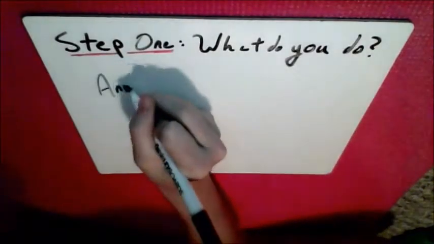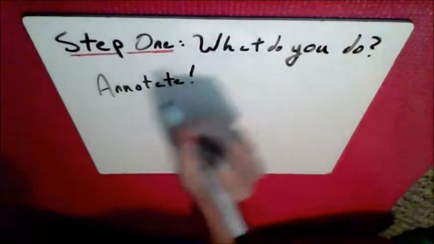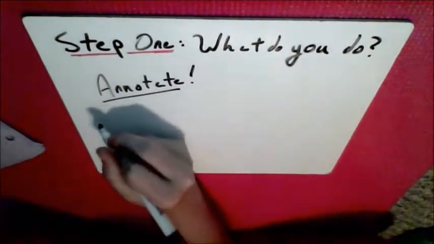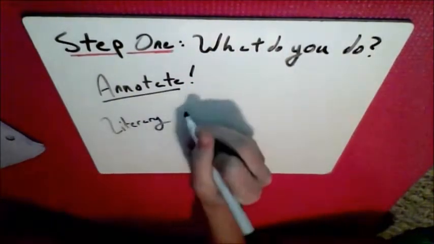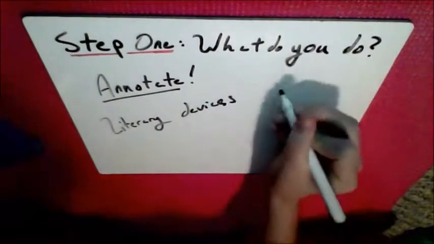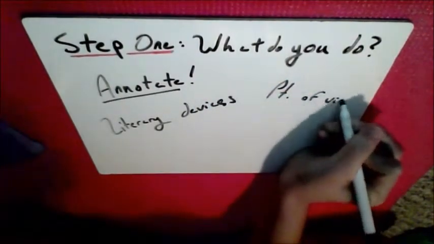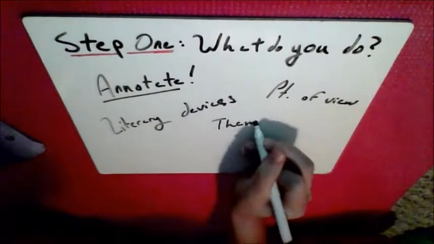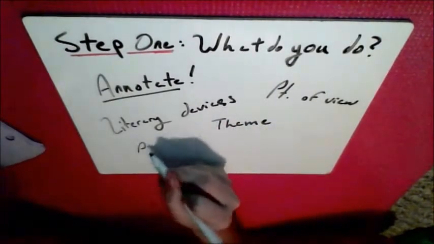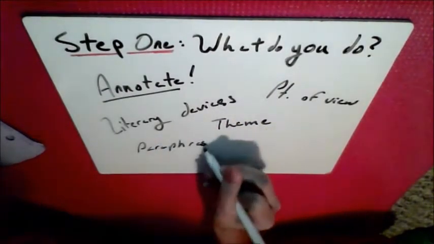Finally, after some light read-throughs of your poem and you have a general idea of it, it's time to dig deep. It's time to annotate. Annotating includes discovering literary devices such as alliteration, knowing the point of view, and pinpointing the overall theme of the poem. Paraphrasing, which is like fast summarizing, is key.